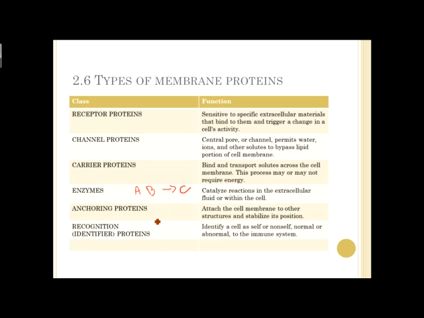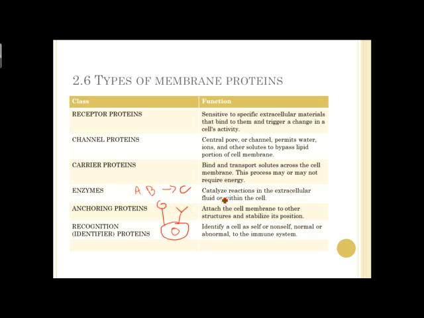Recognition or identifier proteins identify a cell as self or not self, normal or abnormal, to the immune system. So again, if you have a cell here, and this is an actual identifier protein, if I was looking for a Y, but I actually got a G instead.